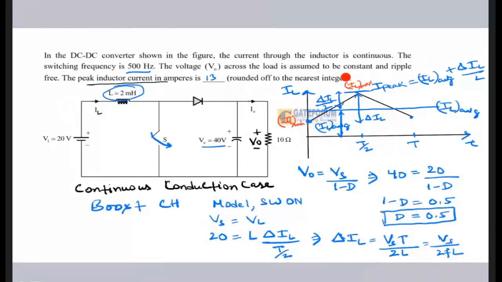So this waveform was drawn for the inductor current only. This IL graph has been shown here, and from here I got the peak value. You can calculate the IL minimum, the minimum inductor current, maximum inductor current, and average inductor current. All that you can calculate by using this graph or by drawing this graph.